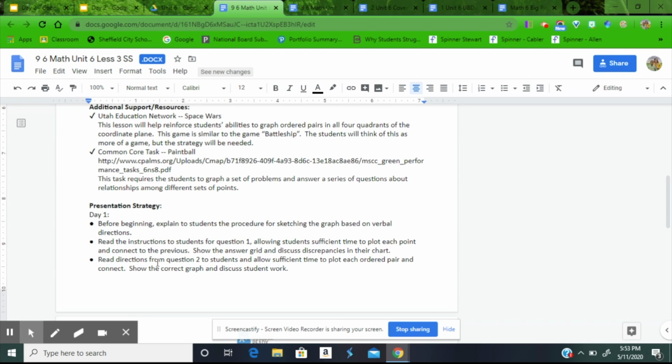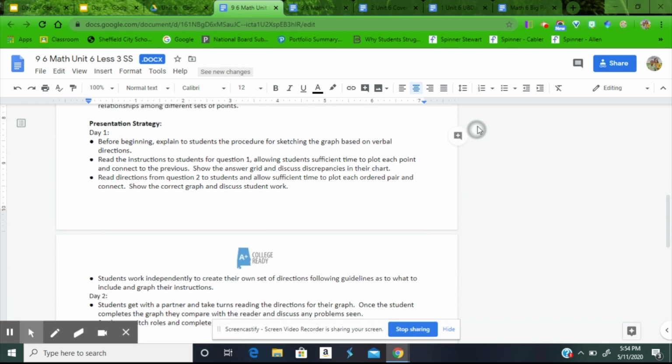We're going to focus specifically on day 1. Before beginning, explain to students the procedure for sketching the graph based on verbal directions. Read the instructions to students for question 1, allowing students sufficient time to plot each point and connect to the previous. Show the answer grid and discuss discrepancies in their chart. Then read directions from question 2 to students and allow sufficient time to plot each ordered pair and connect. Show the correct graph and discuss the work.